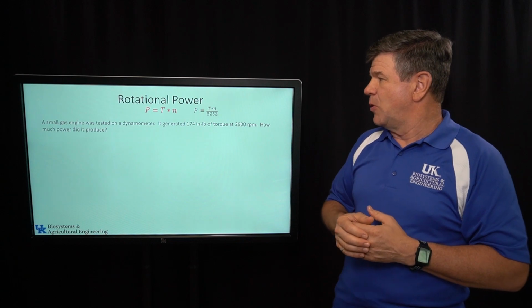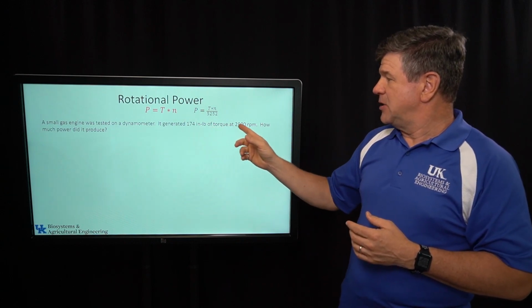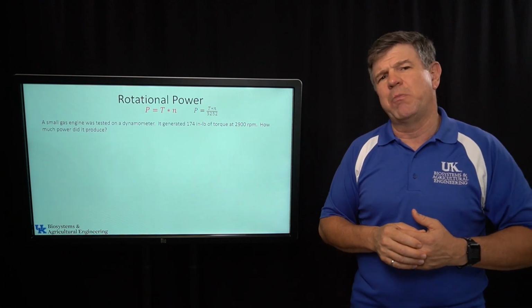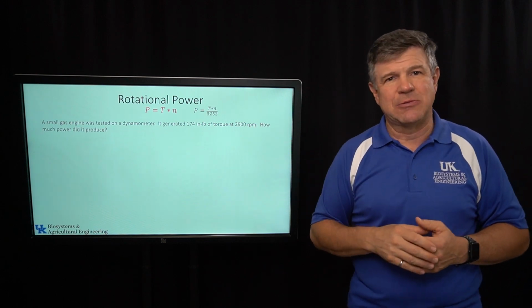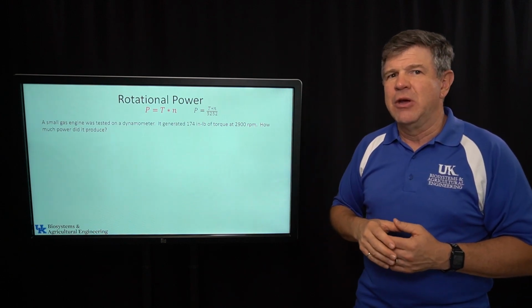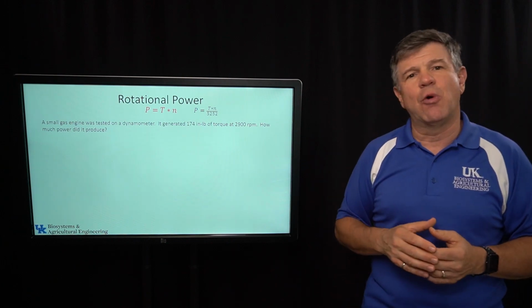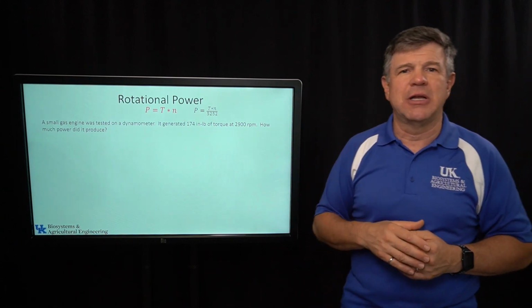So we've got torque in inch-pounds, and then the speed is 2,900 RPM. An RPM is a revolution per minute, so that's how many times that shaft rotates per minute. So 174 inch-pounds of torque at 2,900 RPM. How much power did it produce?